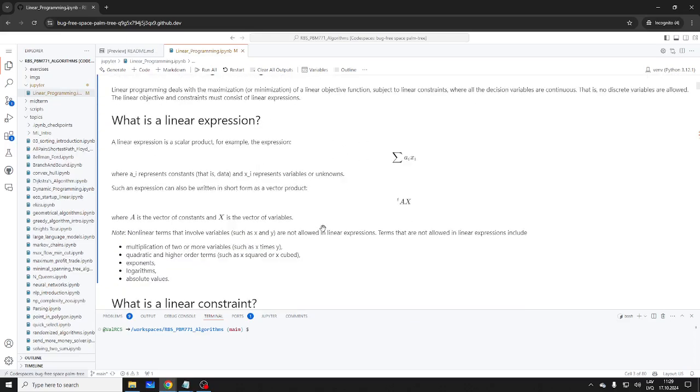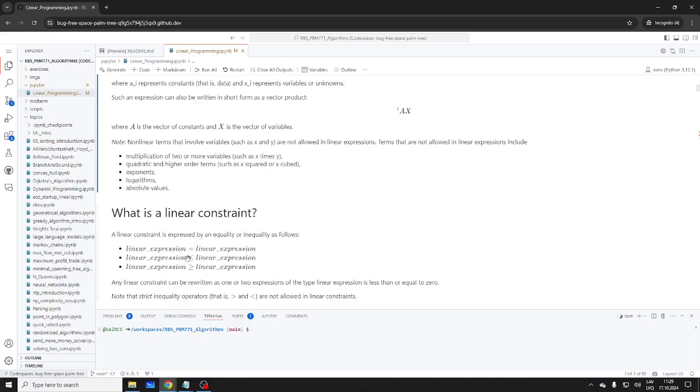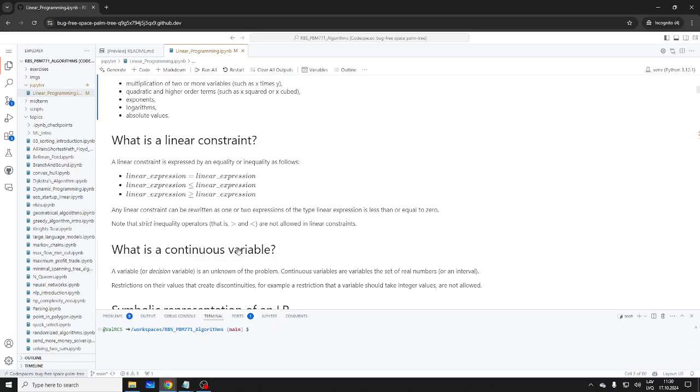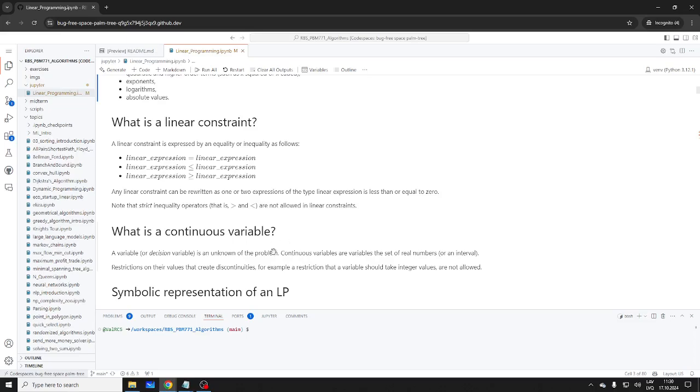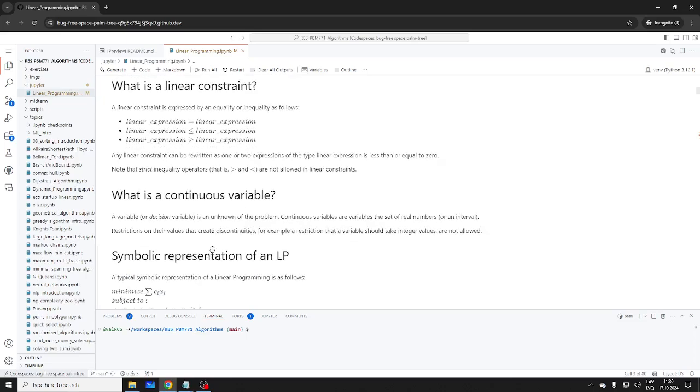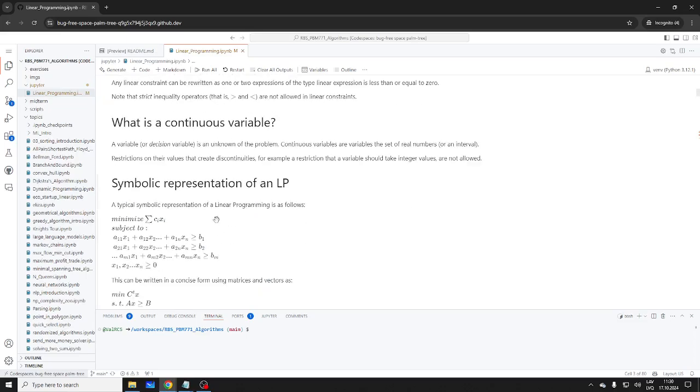So let's look at the real constraints. Maybe it could be an equality constraint, like x has to be 5. Could be less or equal, or more or equal. Notice you're not allowed a strict inequality in linear constraints. So a continuous variable is something that we don't know. Restricting a variable to take integer values is currently not allowed. So this is all symbolic: minimize something subject to these constraints.